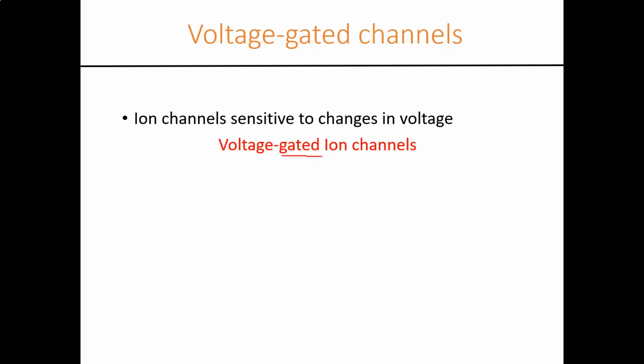When that voltage isn't reached, the gate remains closed. Both sodium and potassium have voltage-gated ion channels. That means they have ion channels specifically for sodium, and so there are two separate voltage-gated channels, one for sodium and one for potassium, and both of them are gated at different values.